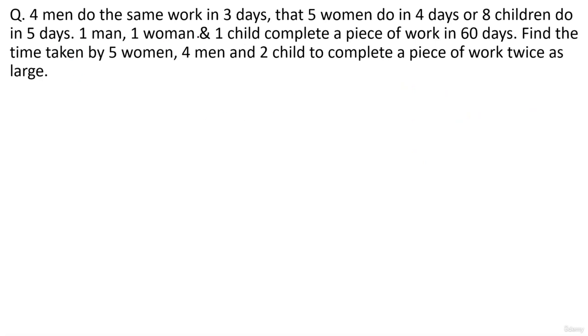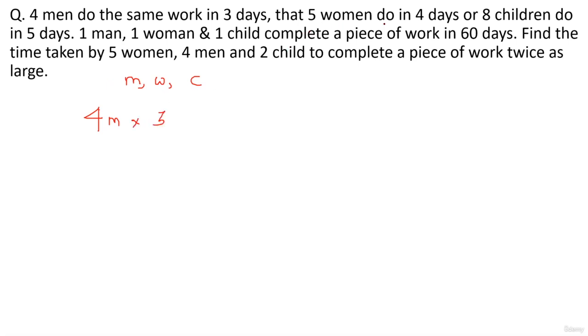Okay. 4 men do the same work in 3 days that 5 women do in 4 days, or 8 children do in 5 days. Again, I'll assume the efficiencies of men, women, children to be M, W, and C. 4 men do some work. Efficiency of each man is M. 4 men will be 4 into M, right? For 3 days, the work done is 4M into 3, right?